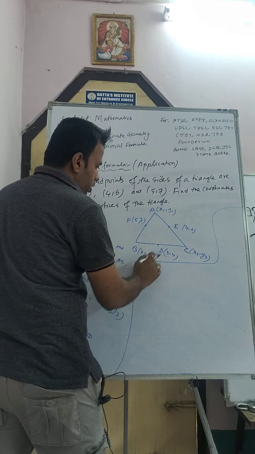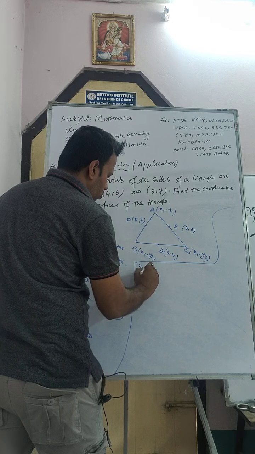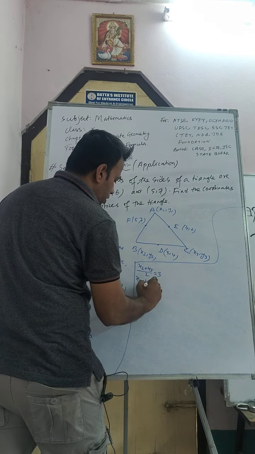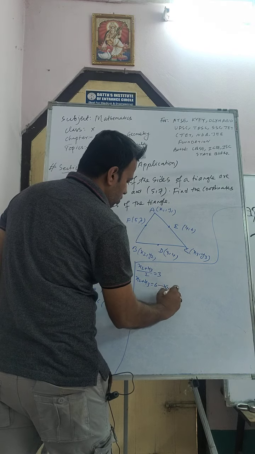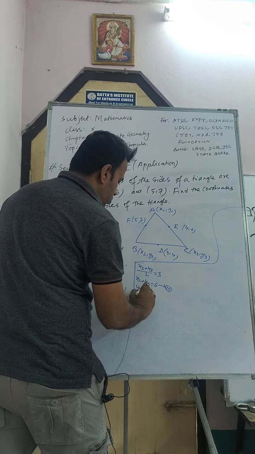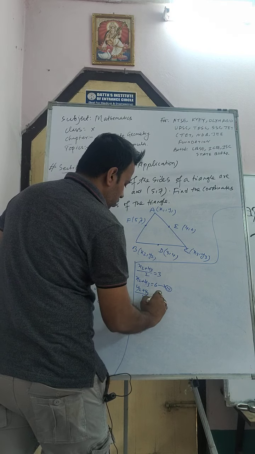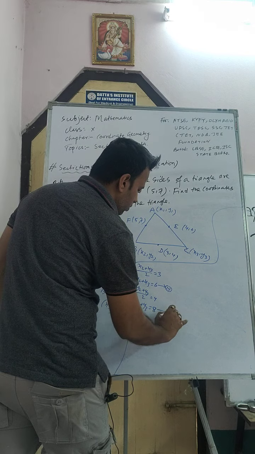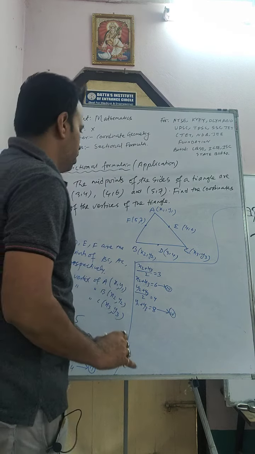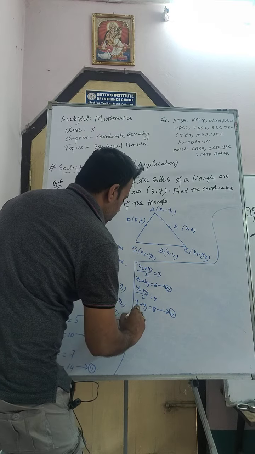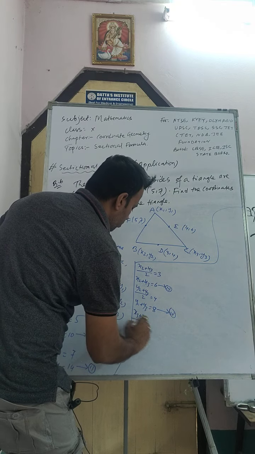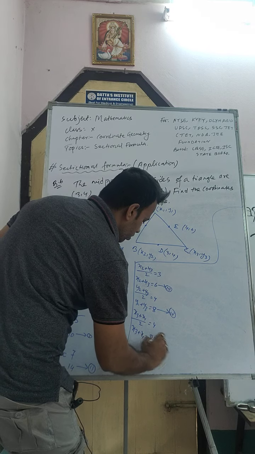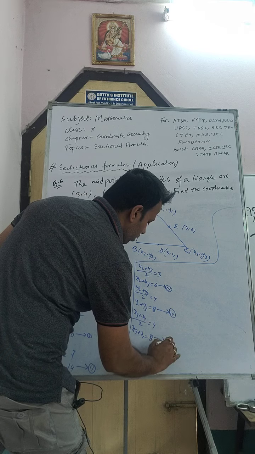Here also we can write x2 plus x3 by 2 is equal to 3, that is x2 plus x3 is equal to 6. This one is equation 3. And y2 plus y3 by 2 is equal to 4, that is y2 plus y3 is equal to 8. This one is 4, right? Okay, now come here. That is x3 plus x1 by 2 is equal to 4, that is x3 plus x1 is equal to 8. Okay, this one is equation 5.